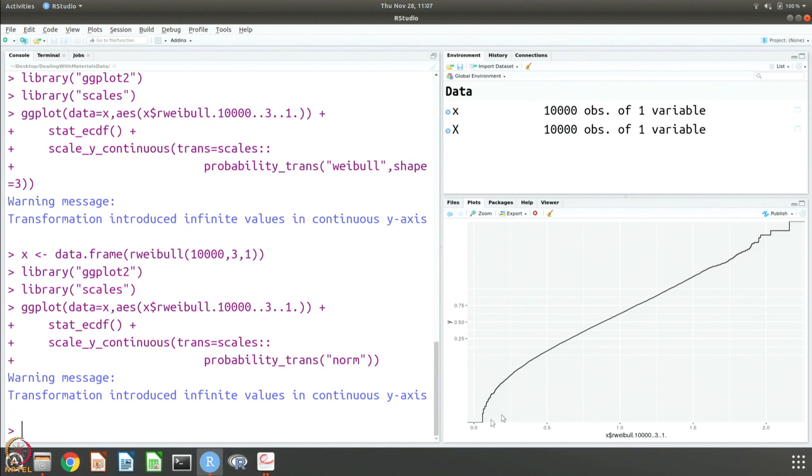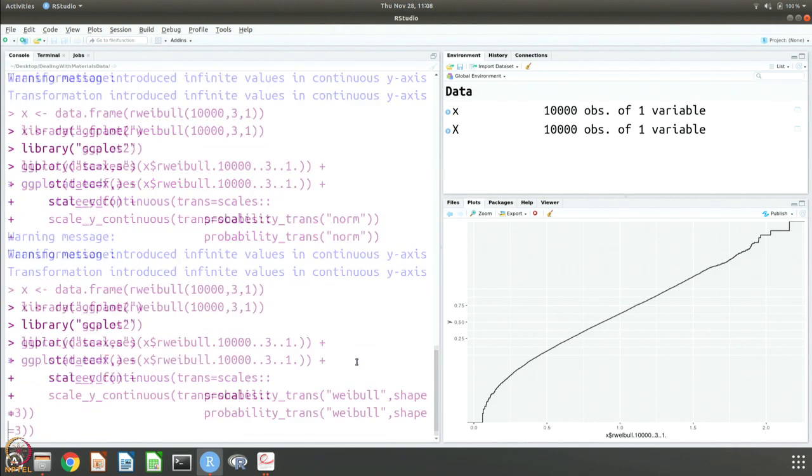So again, you see that there is a deviation from the straight line behavior. Any deviation that you see from the straight line behavior basically indicates that it is not following. So if you had this data and tried to fit it for a normal distribution, if you made this cumulative distribution function plot and made the y-axis a probability scale for the normal distribution, you will immediately see that the data is not following the normal distribution.